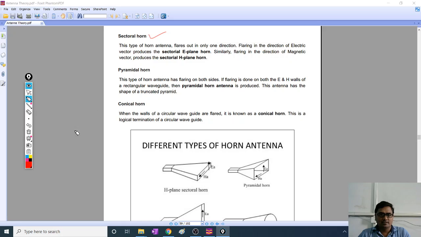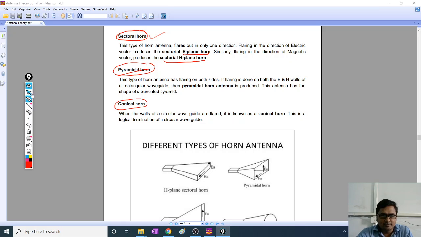One is sectoral horn, another one is pyramidal horn, and third one is conical horn. Now those types, actually there is no need to discuss those types because by common sense we can clearly say that, look at it, sectoral horn means it is spread in either E plane or in H plane. Look at this horn, the first one.